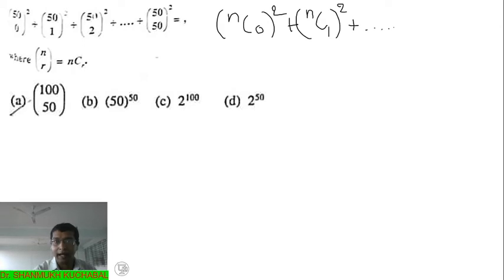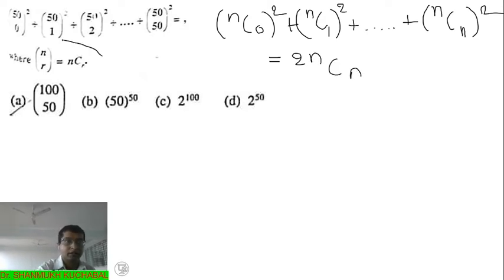Similarly, we have 50, so we can write nCn as a whole square. Further, the solution for this is 2nCn. That notation has been defined here, so according to that I have written it, and this is a standard one: we can write 2nCn. Here we observe that n is 50. So in this given example, the value of n is 50.